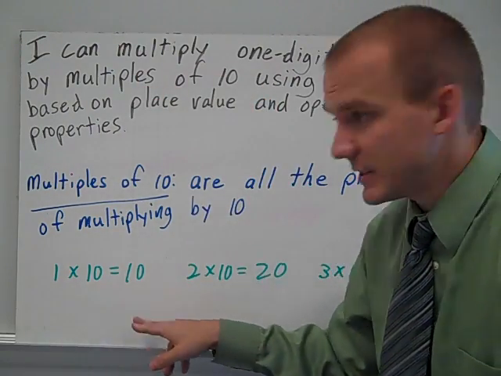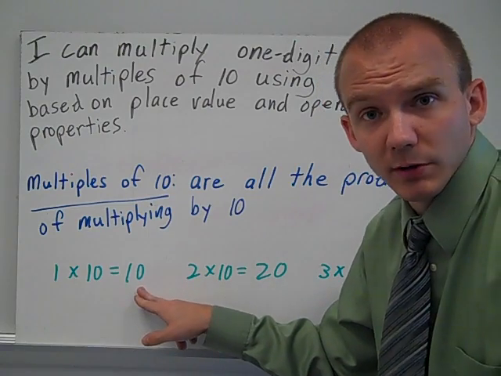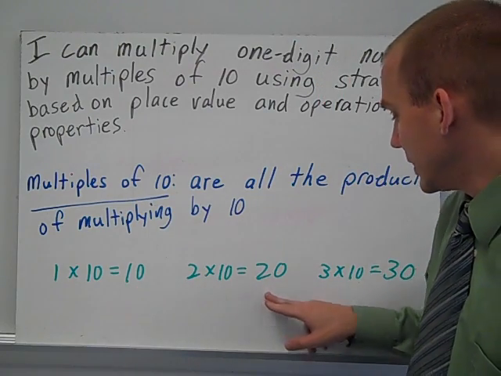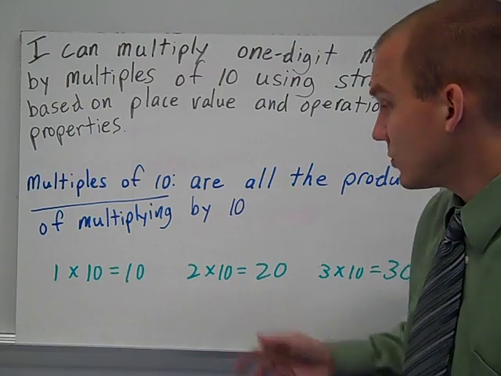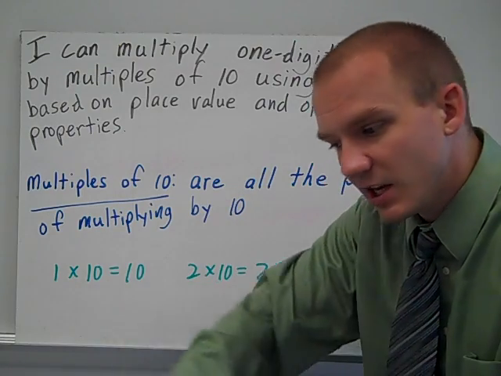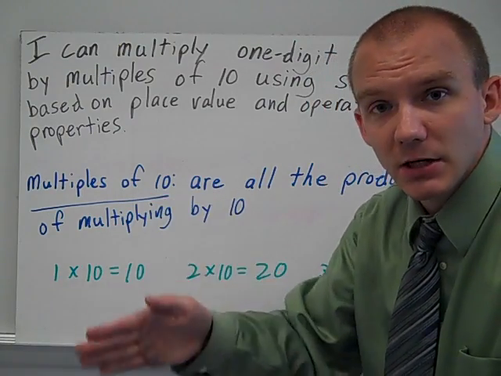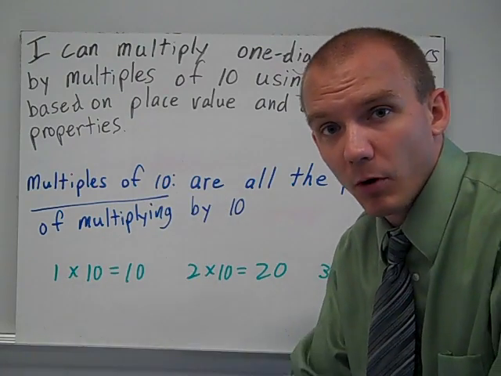It means like 1 times 10 equals 10. So 10 is a multiple of 10. 2 times 10 is 20. 3 times 10 is 30. So basically 10, 20, 30, 40, 50. If you just continued to count by 10s, any number that you counted by is a multiple of 10.